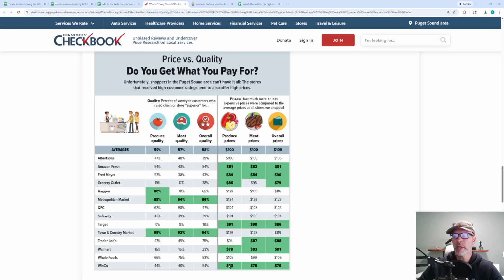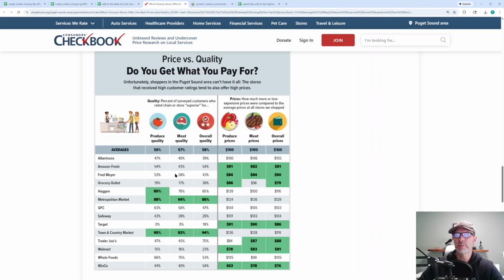And let's take a look at the prices here. If Albertsons is at $100, Winco is at 63. So if you're spending $100 at Albertsons, my assumption, based on what I'm seeing on this chart and what I've actually seen in real life, is you're almost saving $40 out of every $100 shopping at Winco versus Albertsons. Meat, 78 versus 106, and you're getting the same quality.